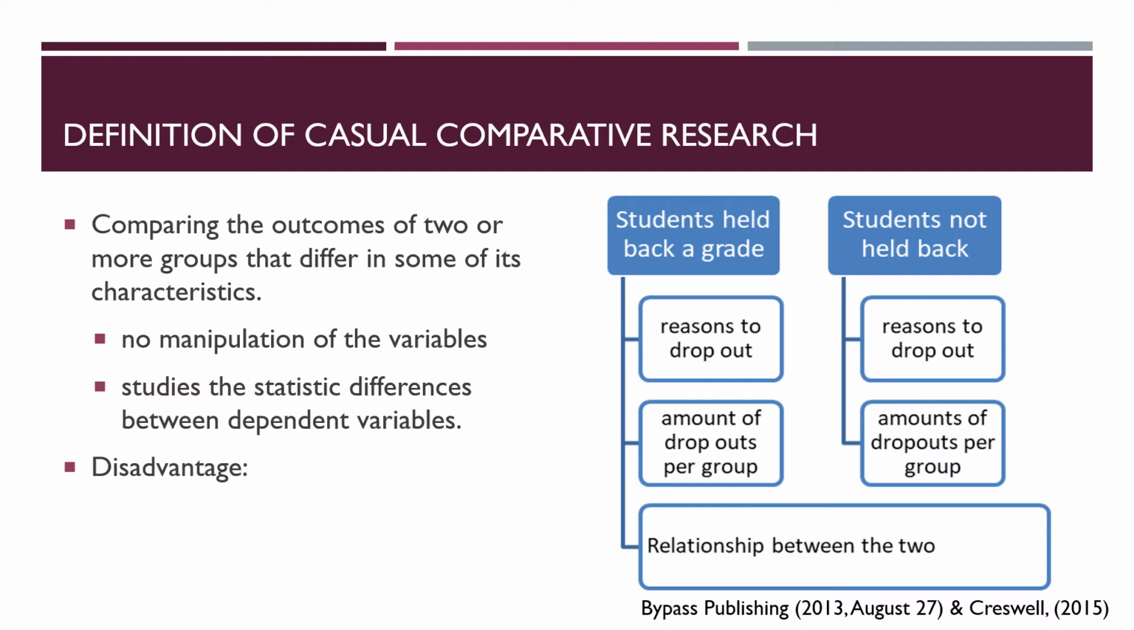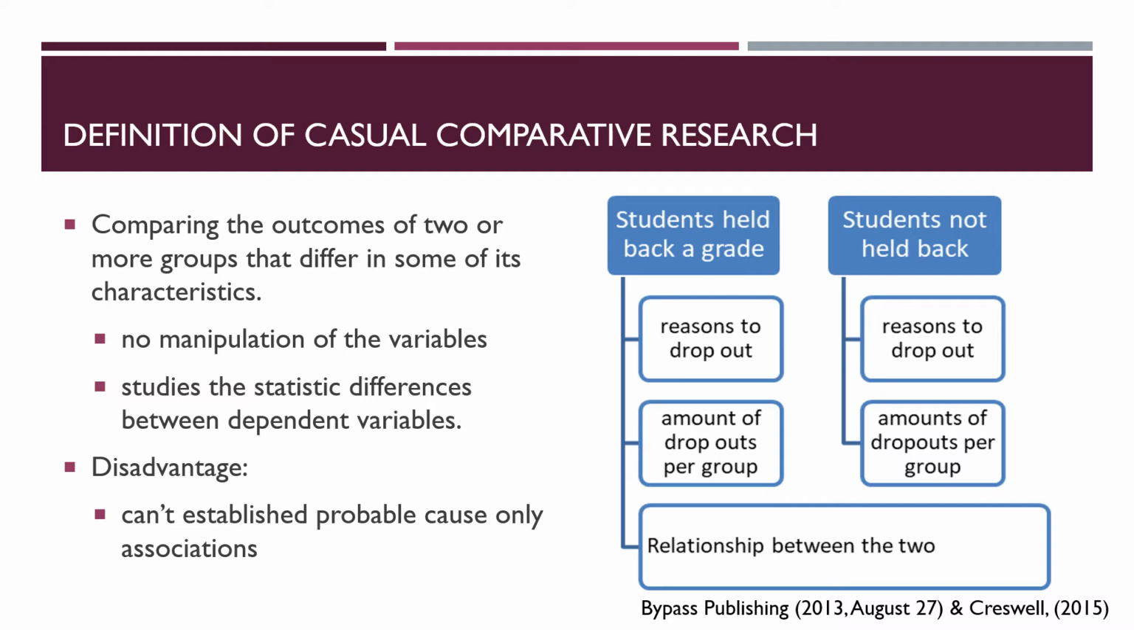Causal comparative research. This type of research involves comparing the outcomes of two or more groups that differ in some of these characteristics. It is normally used for educational research. This type of study doesn't include manipulation of the variables. It studies the statistical differences when comparing dependent variables. The disadvantage of this design is that probable cause cannot be established, only associations between variables.